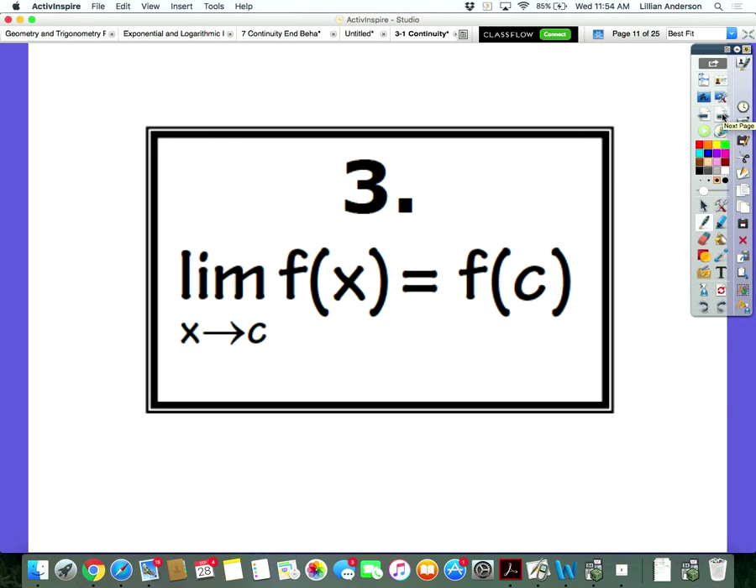Number 3 is basically a combination of 1 and 2. It says the limit as x approaches c of f of x equals f of c. So it's like the right-hand side is the first criterion, and the left-hand side is the second criterion. It's just combined them. But this basically says that whatever f of c is, whatever that y value is, that should be the number that we're approaching from the left-hand side and the right-hand side. They have to equal each other. So in other words, whatever answer you got for number 1 should be the same answer you got as you're approaching from the left-hand and right-hand side. Okay?